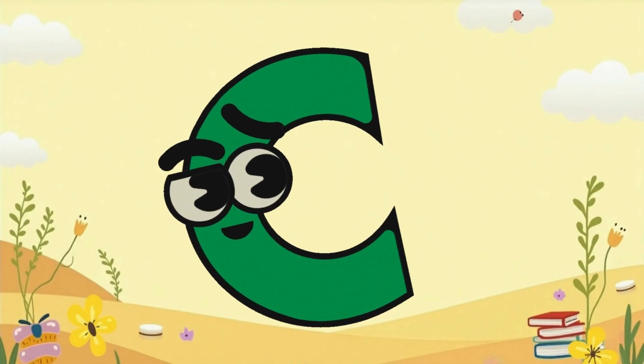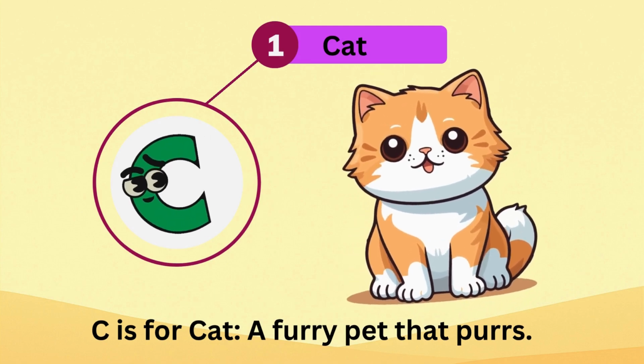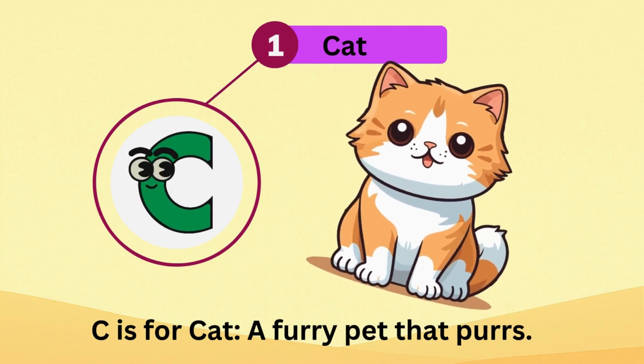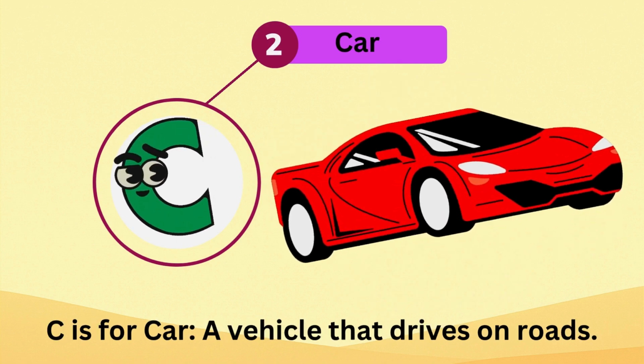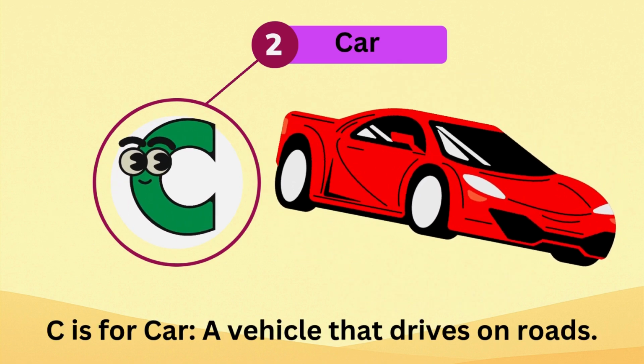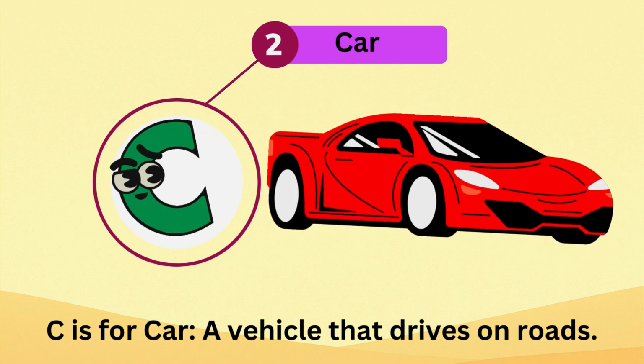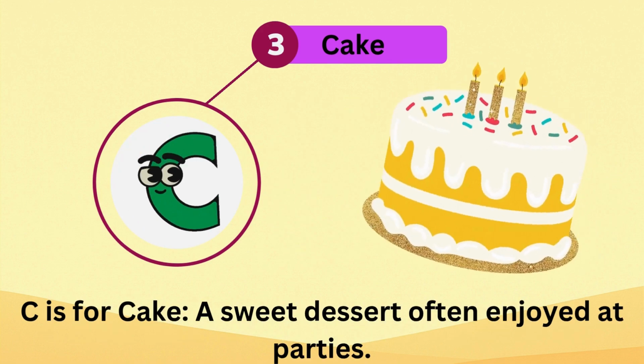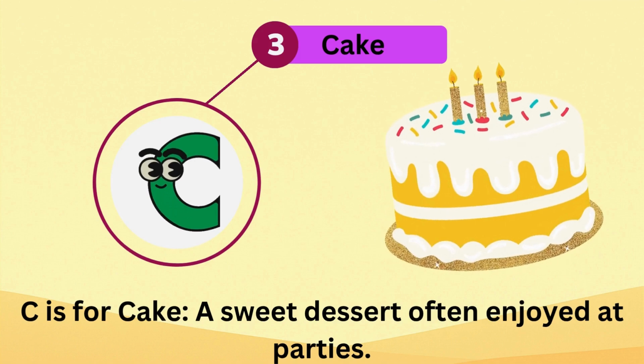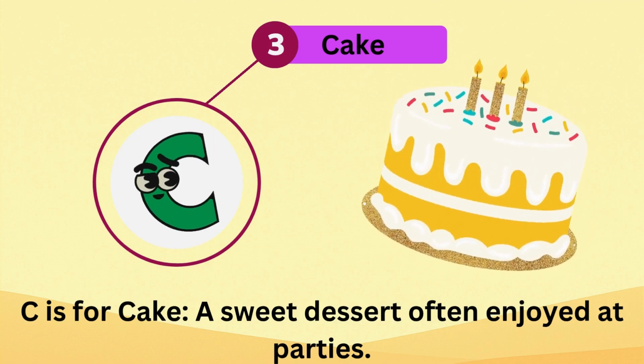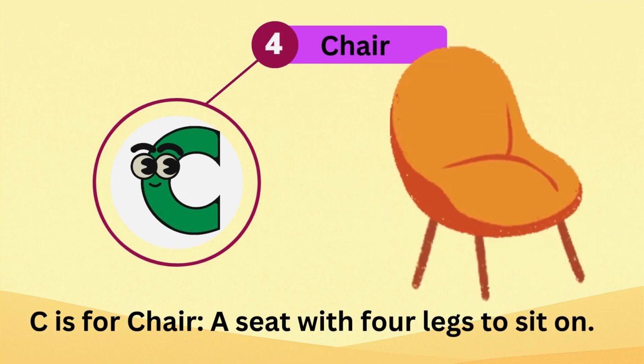C. C is for cat, a furry pet that purrs. C is for car, a vehicle that drives on roads. C is for cake, a sweet dessert often enjoyed at parties.